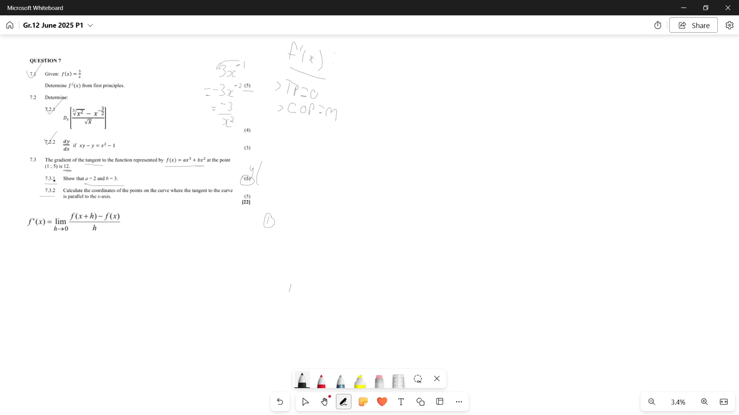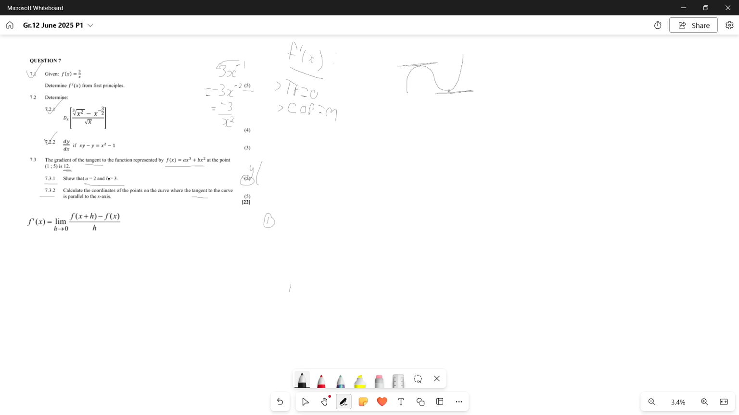Great stuff. So we just calculated 7.3.1, and now we are calculating 7.3.2. Calculate the coordinates of the points on the curve where the tangent to the curve is parallel to the x-axis. Okay. So where the tangent to the curve is parallel to the x-axis. Once again, they use the word tangent here, but what that means is that if something is parallel to the x-axis, the gradient is 0. What we need to understand is that they are saying calculate the coordinates of the turning points.